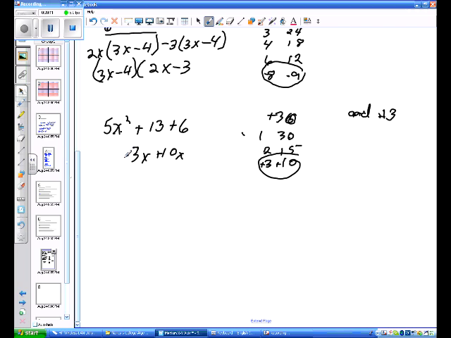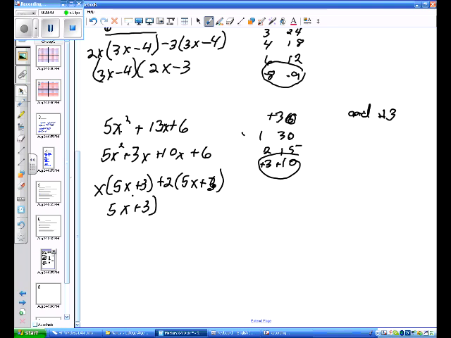They're both pluses. All we've done is rewrite 13x, which I left that x off, didn't I? 13x as a sum of 3x plus 10x. We haven't changed our equation, we just rewrote it. We haven't changed the value. Okay, our common factor here is x times 5x plus 3, plus our common factor here is a 2 times 5x plus 3. So we have 5x plus 3 times x plus 2.